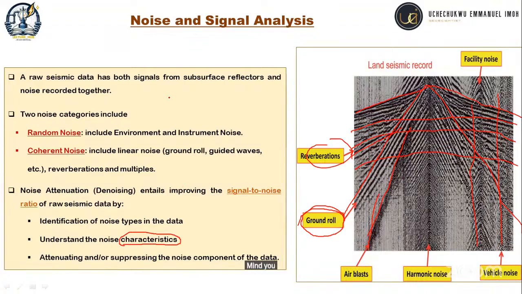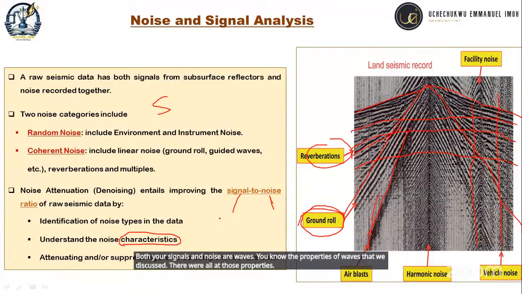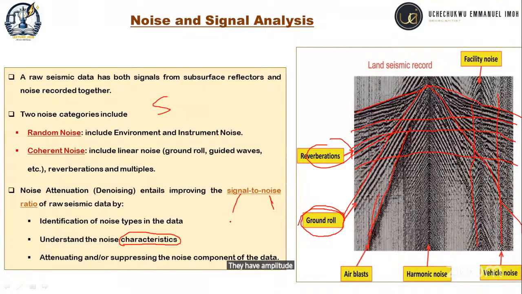Mind you, both signal and noise are waves. Both your signals and noise are waves, and you know the properties of waves that we discussed. They have amplitude and they have velocity, they have frequency.